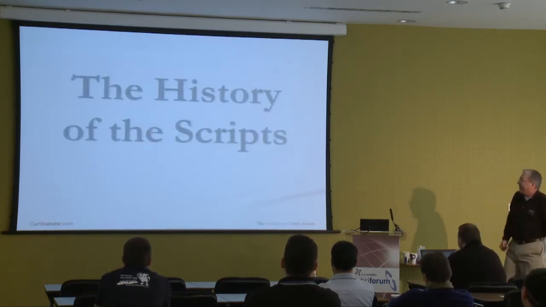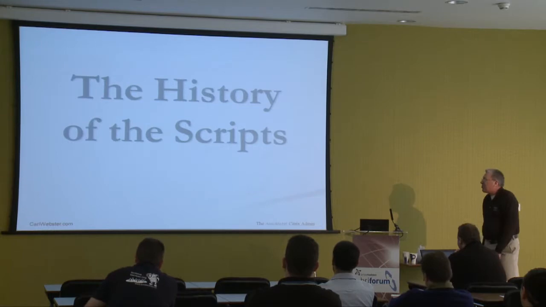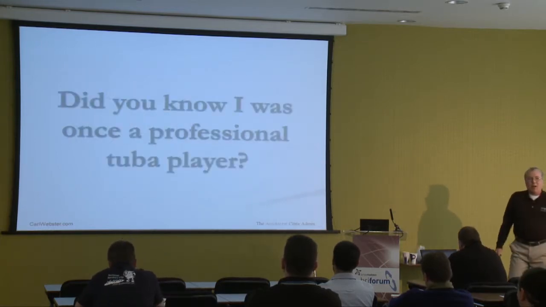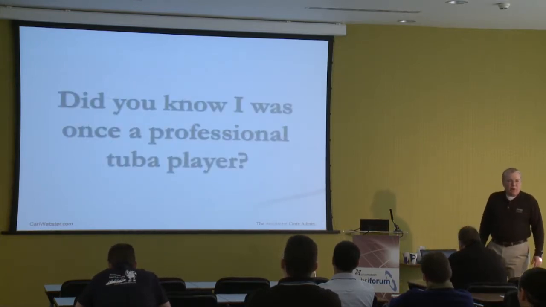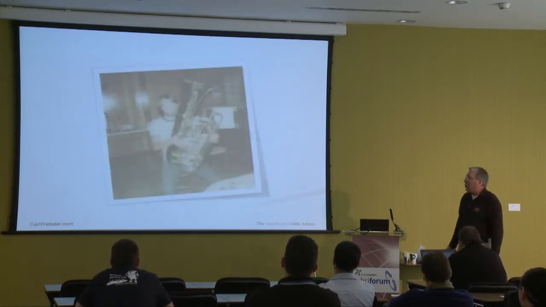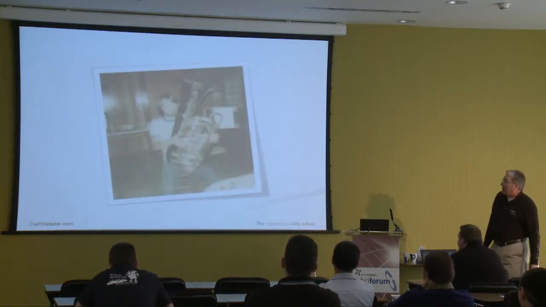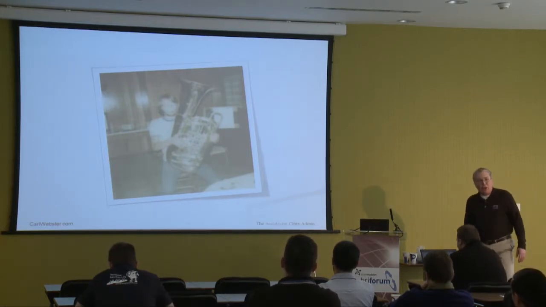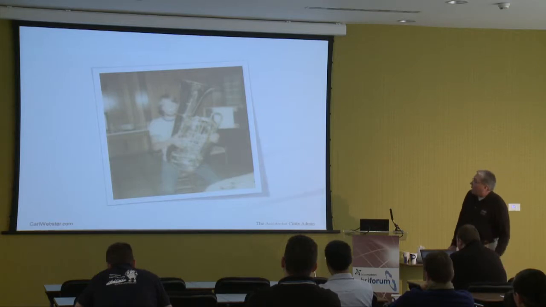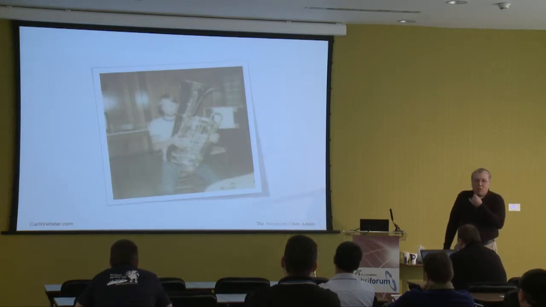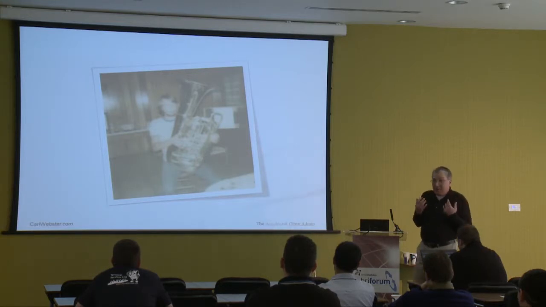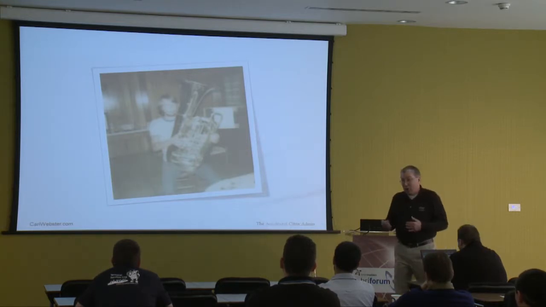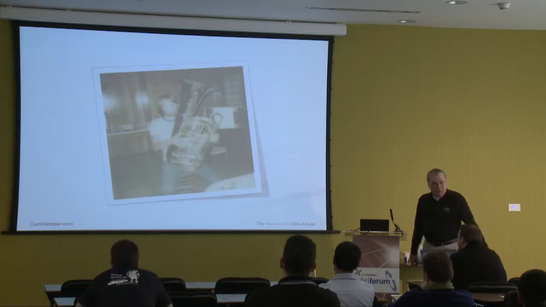Yeah, okay. So the history of the scripts. You know, at one time, I was once a professional tuba player. I'm actually a classically trained musician. How do you like that? That picture's from spring of 1977. I was all of 20 years old. And as you can tell by the hair and the whiskers, Jim Moyle, Stefan Therion, man, they didn't have anything on me in the hair and the look. I was 133 pounds of a mean, lean tuba playing machine.